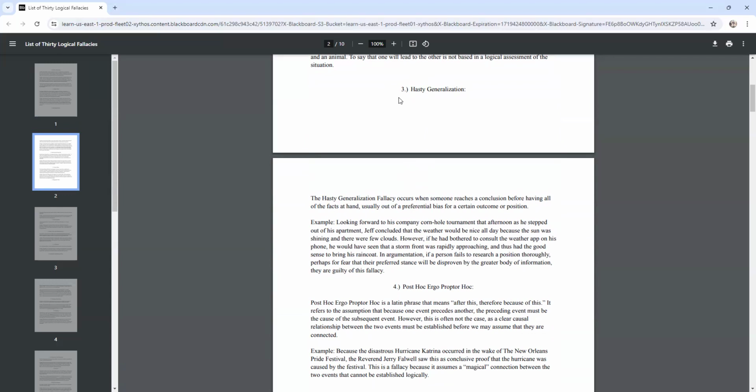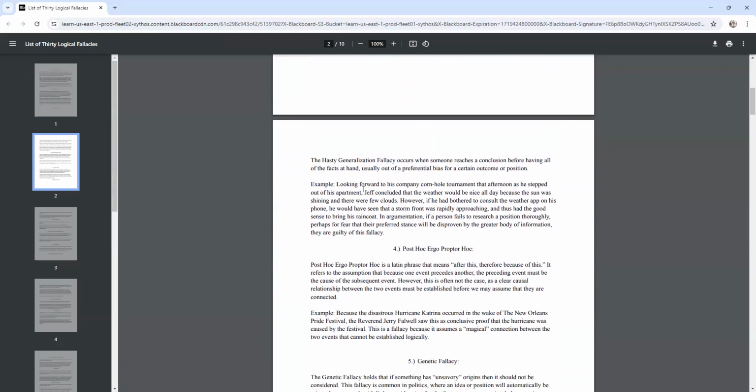All right, number 3, the hasty generalization. The hasty generalization fallacy occurs when someone reaches a conclusion before having all of the facts at hand, usually out of a preferential bias for a certain outcome or position. The example is, looking forward to his company cornhole tournament that afternoon as he stepped out of his apartment, Jeff concluded that the weather would be nice all day because the sun was shining and there were few clouds.